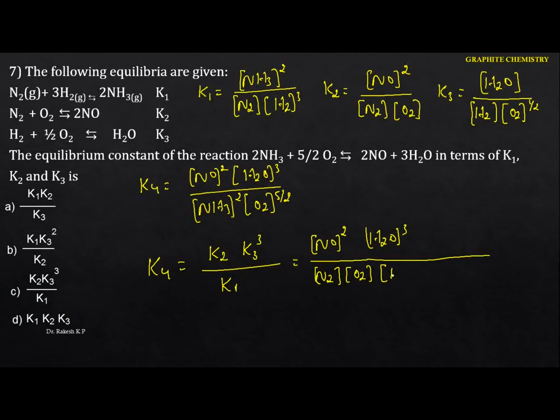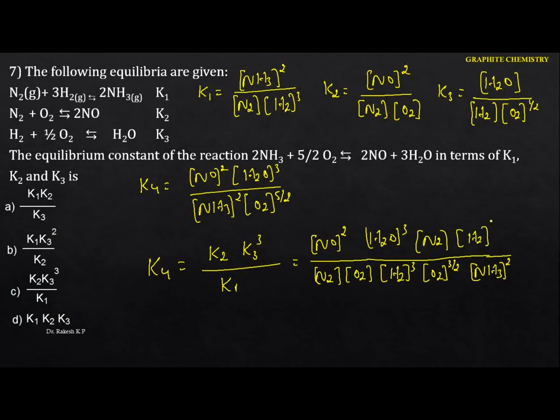And here I can take the H2 power 3. And here this becomes O2, that is 3 by 2. Okay, so now what is the next one you have here? That is K1. The K1 here I'm going to write: that is the molar concentration of ammonia power 2, and the next thing is N2, and the next thing is H2.